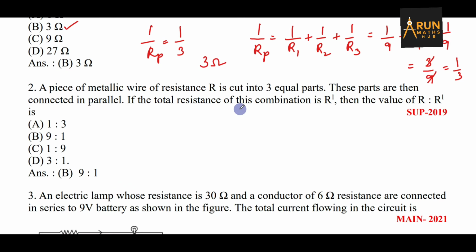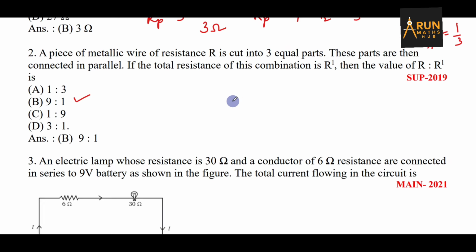Next, a piece of metallic wire of resistance R is cut into 3 equal parts. These parts are then connected in parallel. If the total resistance of the combination is R dash, then the ratio of R to R dash is, again using the same formula, 1 by Rp equals 1 by R1 plus 1 by R2 plus 1 by R3, you get the ratio 9:1. You can try this question. Therefore the answer is option B, 9:1.